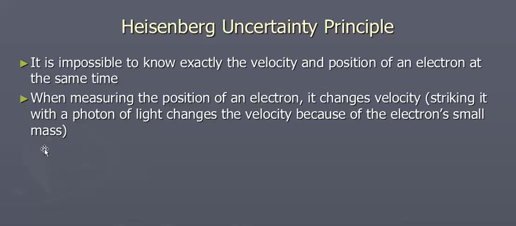Everything we've done with the quantum mechanical model is based on the Heisenberg uncertainty principle, which says it is impossible to know exactly the velocity and position of an electron at the same time. Because when you try to measure the position of an electron, it changes velocity. So everything we've done with the quantum mechanical model, which is basically electrons move randomly, is based on the Heisenberg uncertainty principle, because we do not know the velocity and the position of an electron simultaneously.